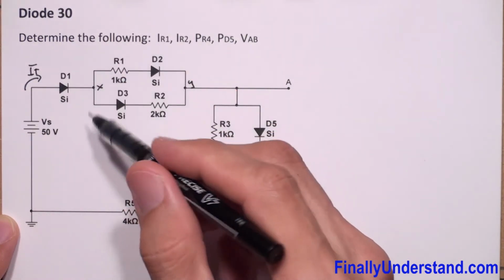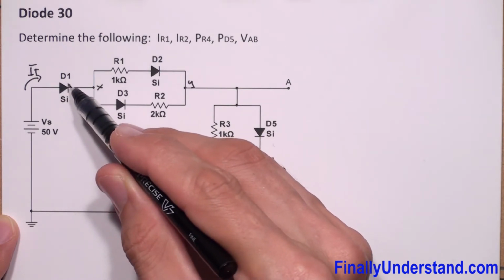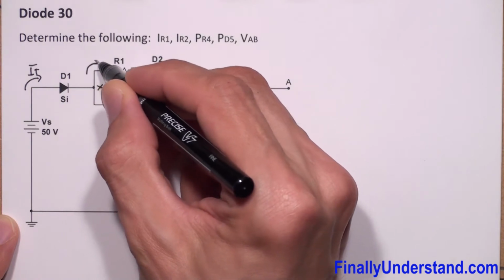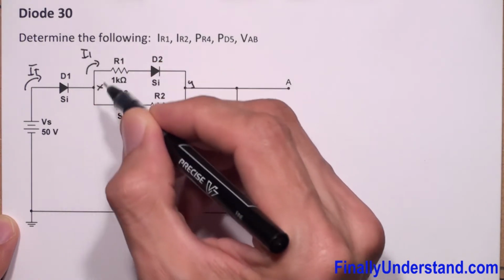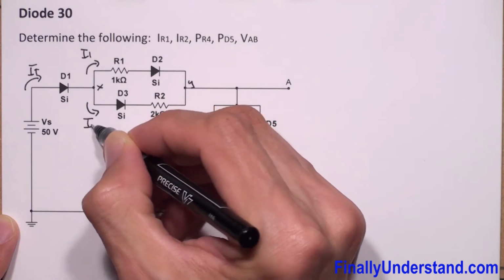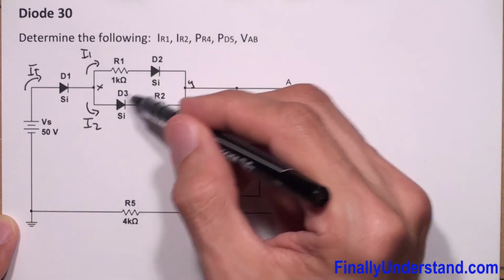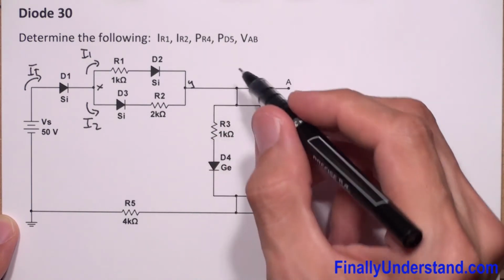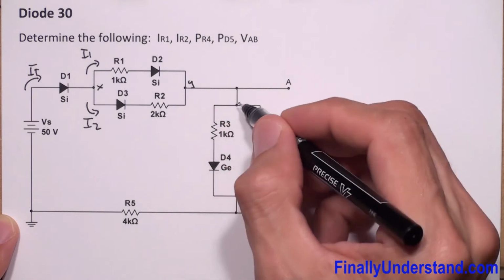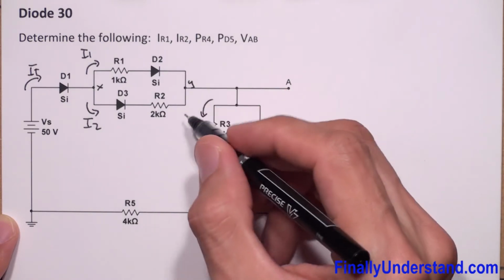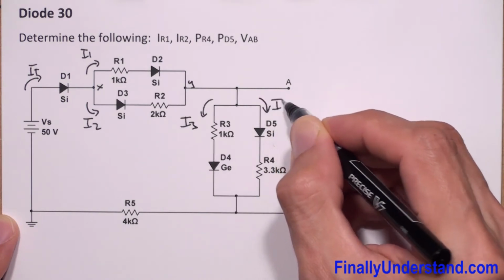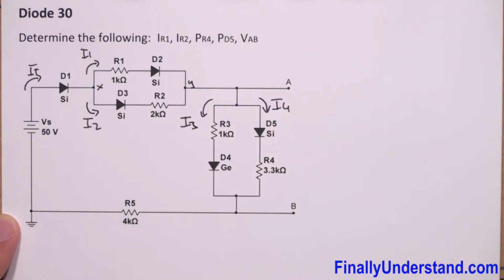I total will go through the circuit, through the diode, D1, and it is going to split into two currents. I'm going to call this current I1 and this current I'm going to call I2. These two currents are going to create again I total over here, and the current I total is going to split again into two currents, and I'm going to call this current I3, and this is going to be my current I4. Okay, so what are we supposed to do?